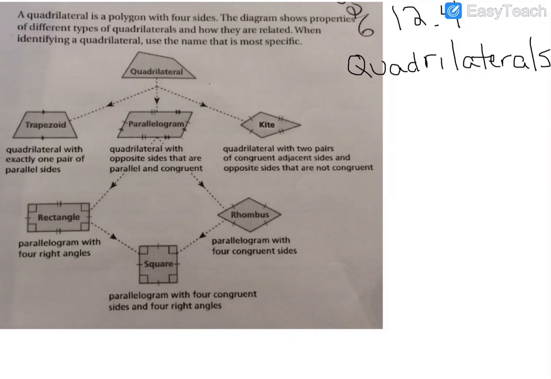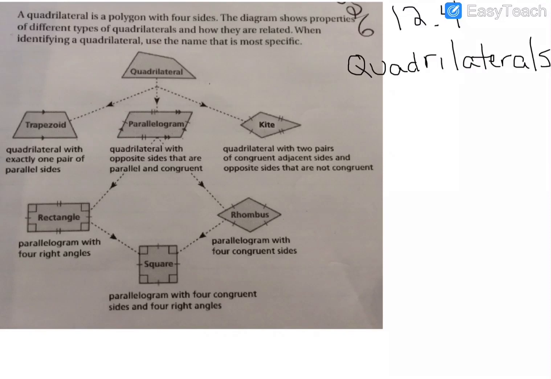We all know that a quadrilateral is a polygon with 4 sides. And what we have to do here is classify these quadrilaterals kind of like we did with the triangles. So as you see, there are 6 different types of quadrilaterals here.